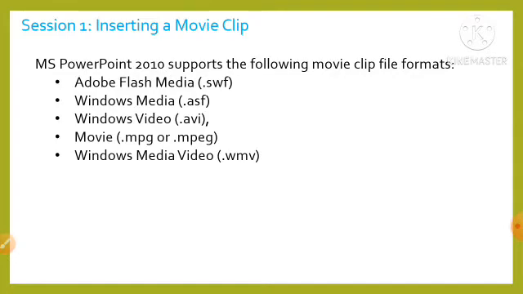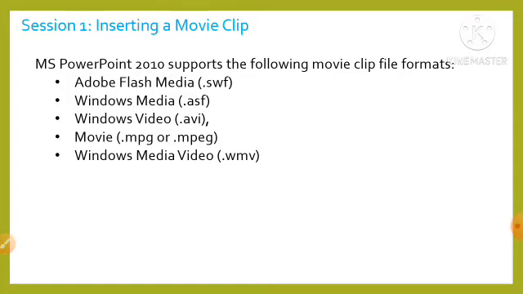Actually, a movie clip is a shorter segment of video which helps to emphasize certain points in the presentation and makes it more effective and efficient. So we can add video clips to the presentation from various sources. For example, we can add video files which we download from the internet, CDs, DVDs. MS PowerPoint 2010 supports the following file formats for movie clips.